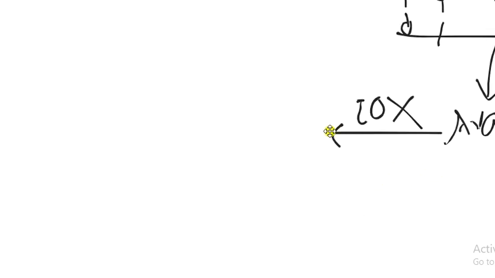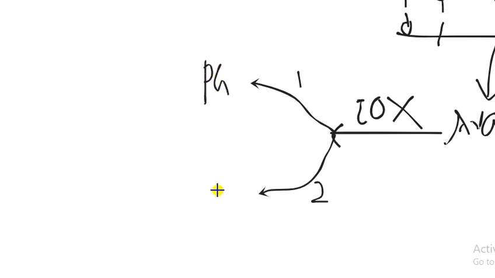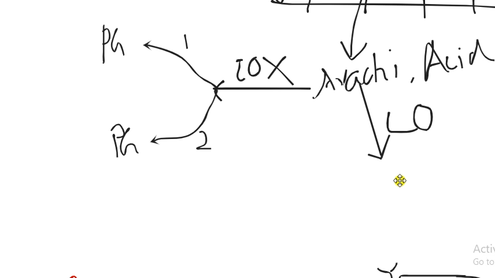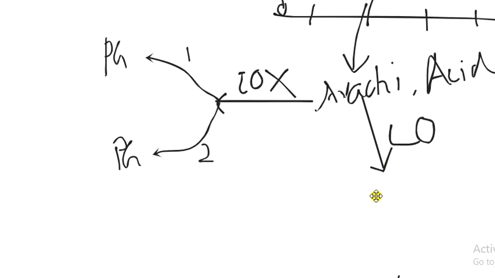In cyclooxygenase there are two forms, that is cyclooxygenase 1 and cyclooxygenase 2, and it produces prostaglandins. Lipoxygenase will produce leukotrienes.